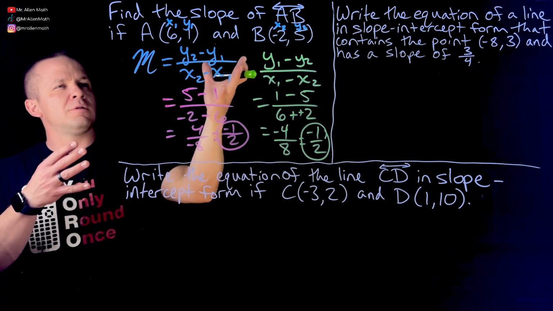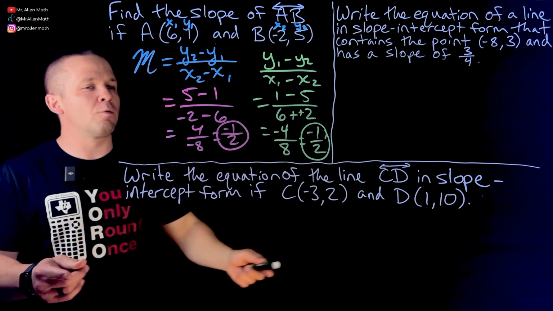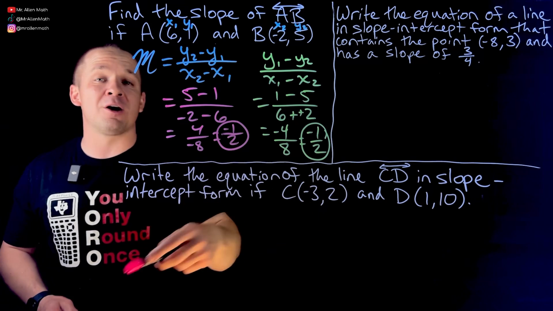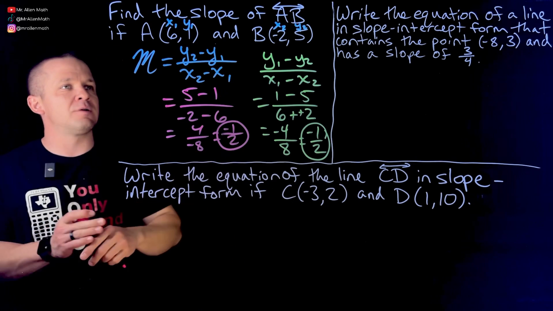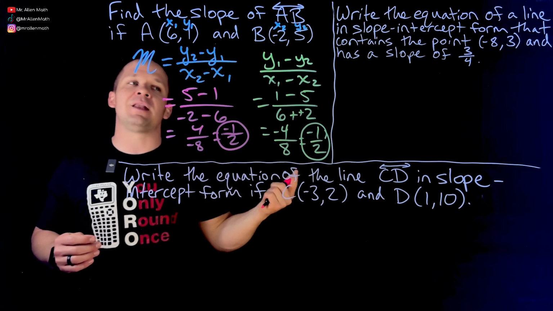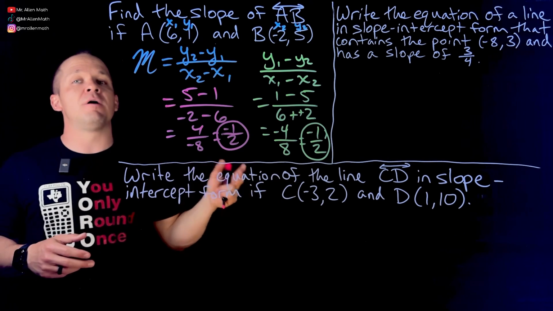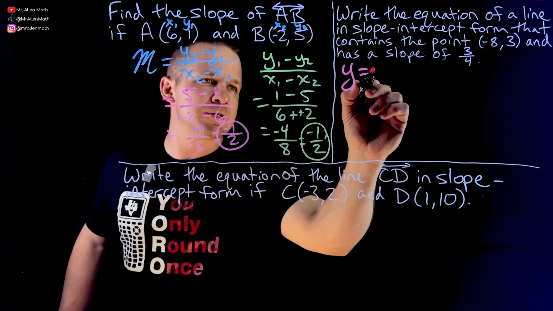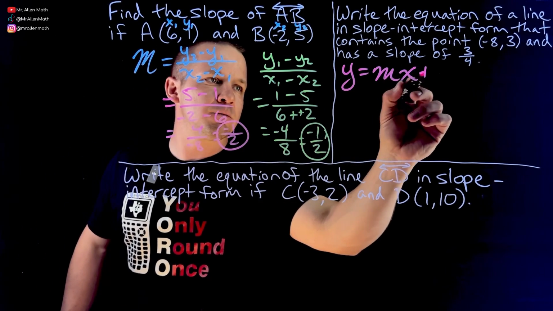So now let's write an equation of a line, and then we're going to put it all together in a third example when we're given two points and we have to write the equation of a line. This one says, write the equation of a line in slope-intercept form that contains the point (-8, 3) and has a slope of 3/4. So let's write down slope-intercept form: y equals m x plus b.